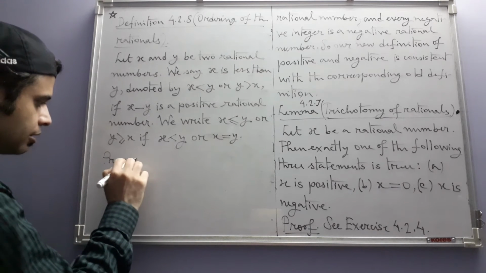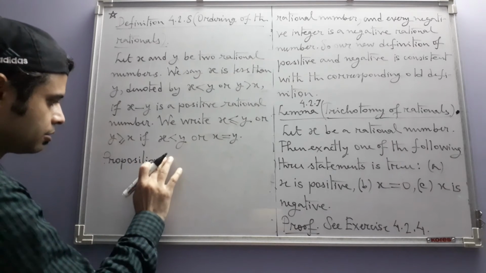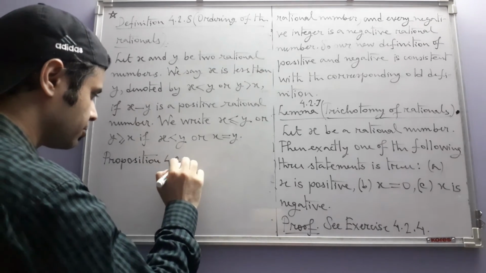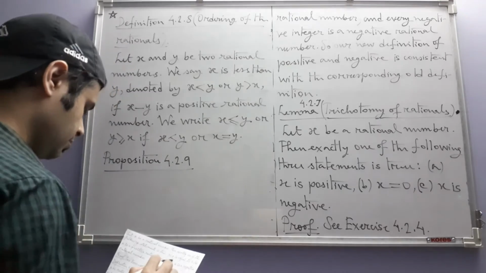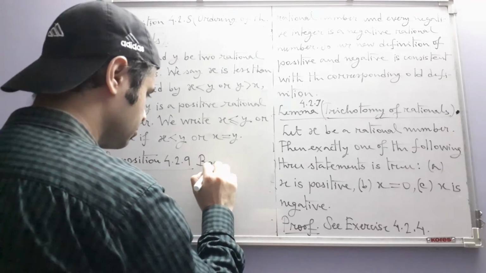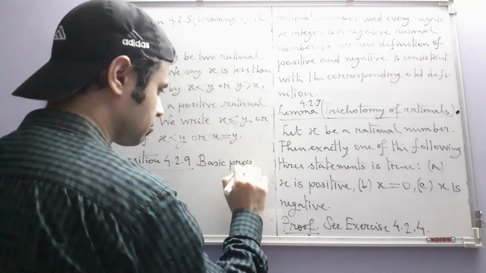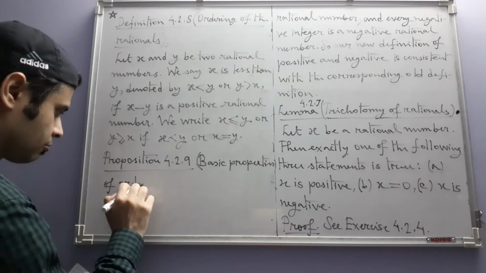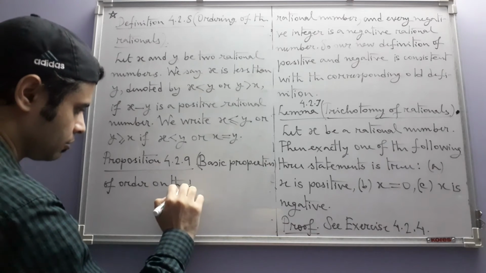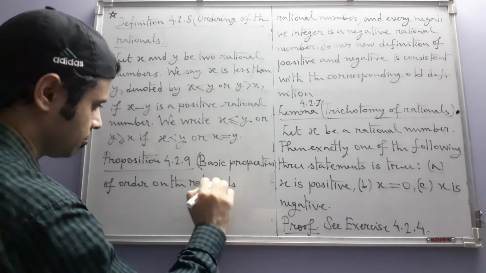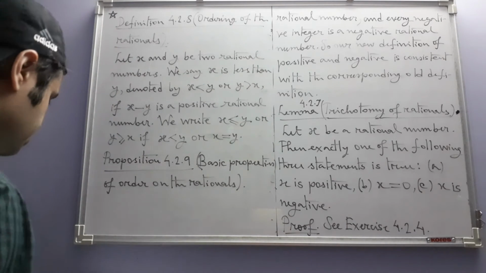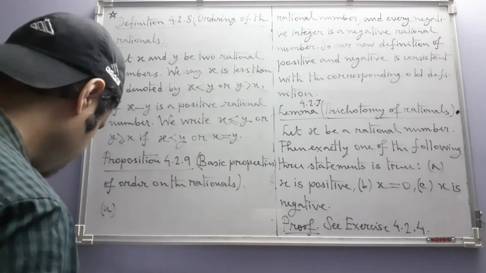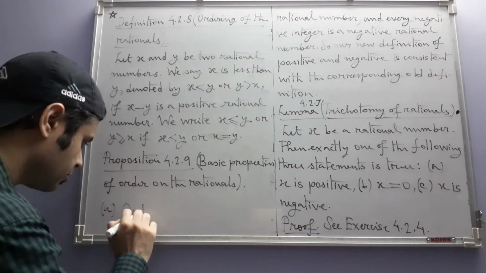Then finally we have the proposition which states the basic properties of this order relation. This is proposition 4.9. Basic properties of order on the rationals. Just like the one for integers, this has some parts. Part A is order trichotomy.